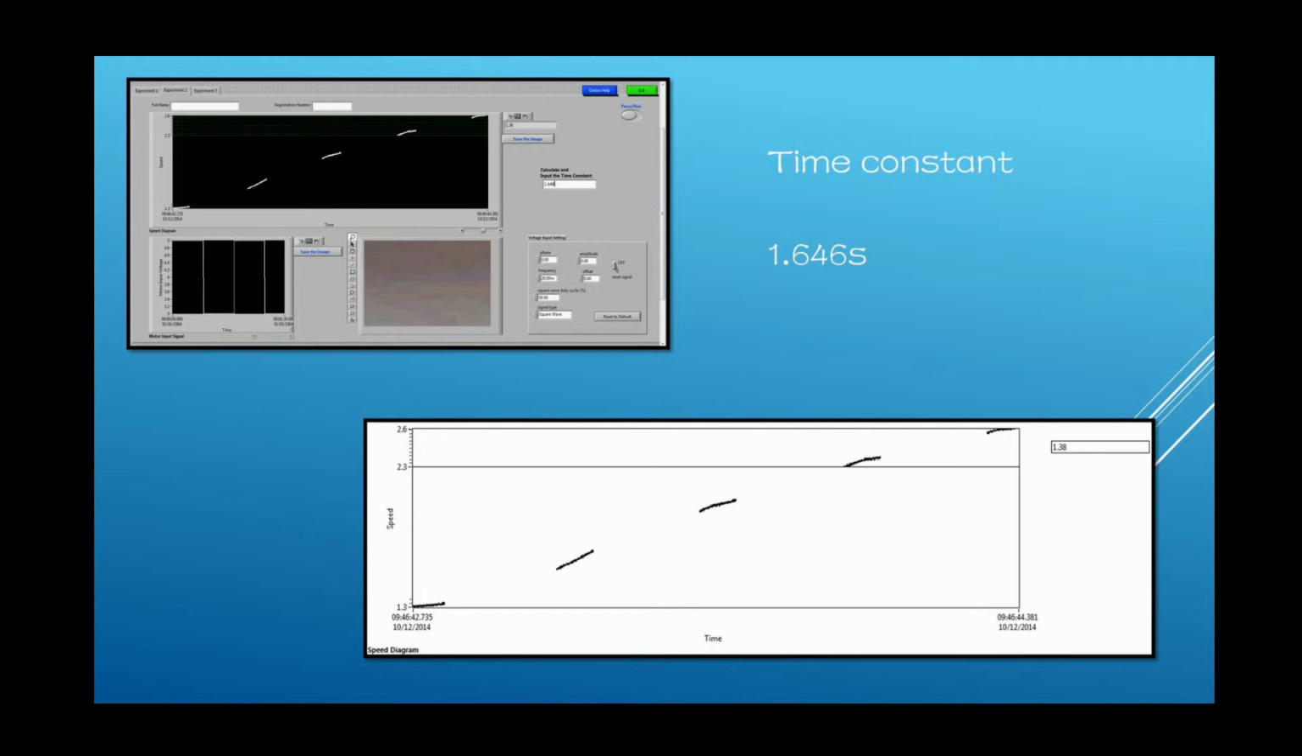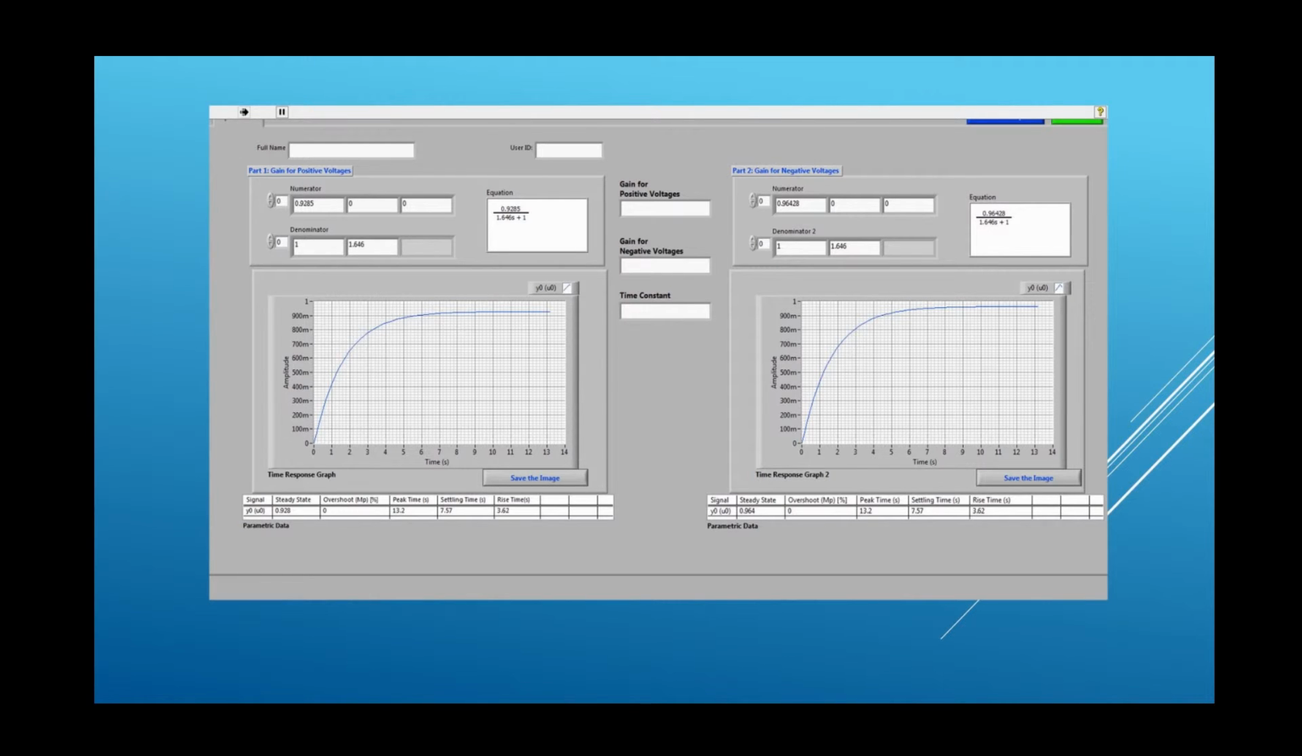The second experiment on DC servo is to find out the time constant of the response by looking at the step response of the servo. The time constant of this response is 1.646 seconds. The third experiment of DC servo is to use the gain, which is calculated by multiplying the slopes of two diagrams in experiment 1, and the time constant to find out the time response graph and transfer function of the response. The time response graph and transfer function are shown on the screenshot.